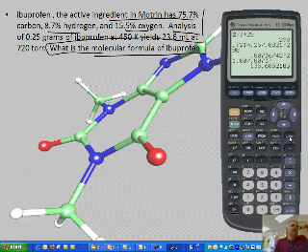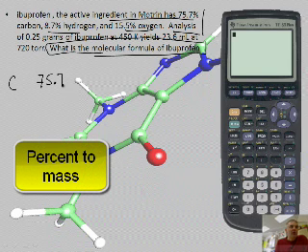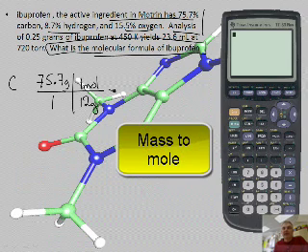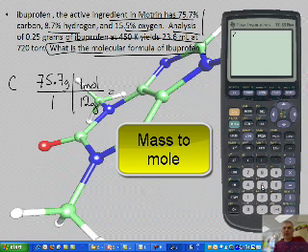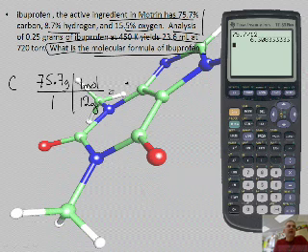Okay, Motrin, 75.7 carbon. So when I say carbon and a percent to mass, I'm going to say 75.7 grams. And I'm going to convert to moles. There's 12 grams in 1 mole of carbon. So 75.7 divided by 12 gives me 6.31 moles. Got that? All right, now I have hydrogen, and that's 8.7 grams.